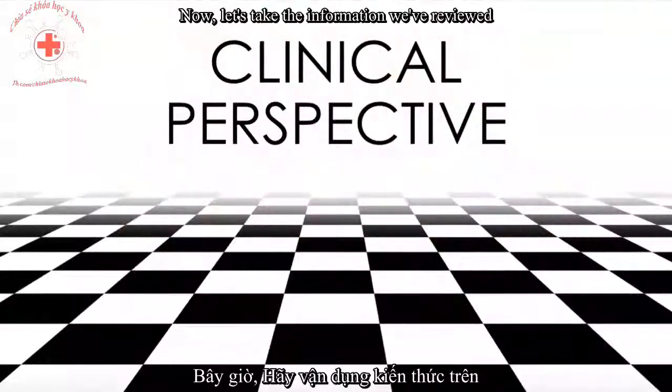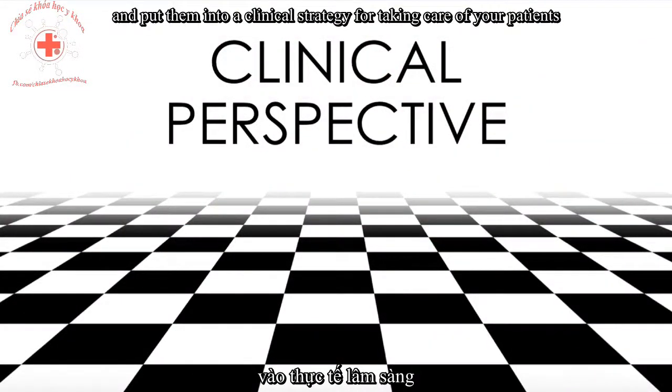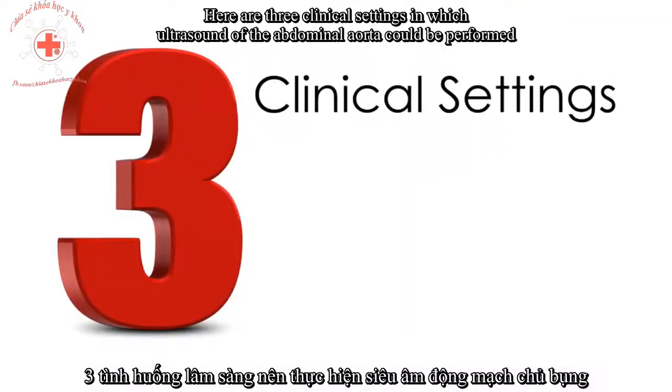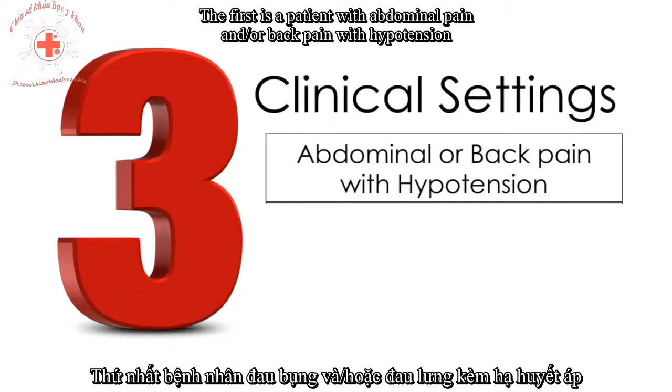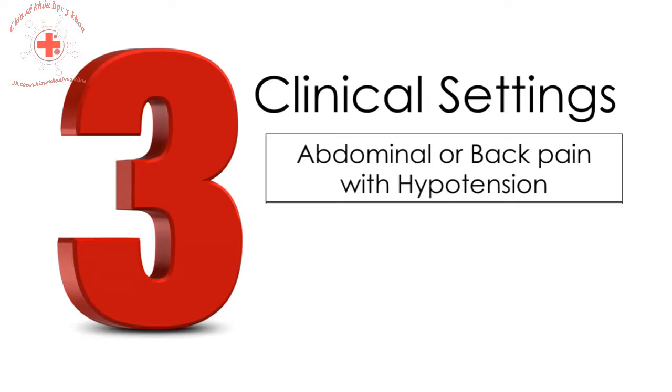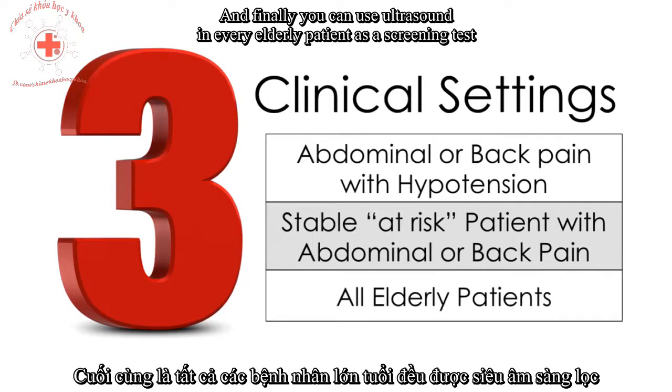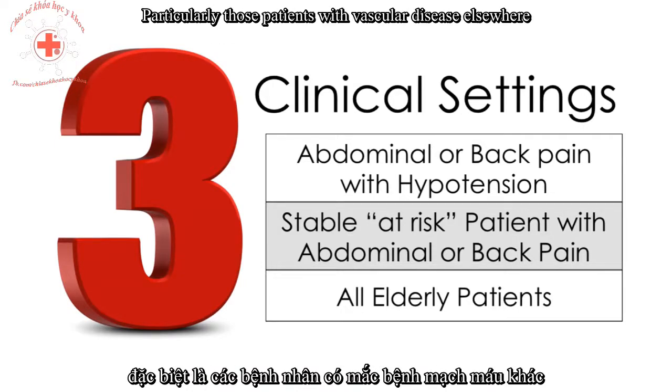Now let's take the information we've reviewed and put them into a clinical strategy for taking care of your patients. Here are 3 clinical settings in which ultrasound of the abdominal aorta could be performed. The first is a patient with abdominal pain and/or back pain with hypotension. The second is a stable at-risk patient with abdominal and/or back pain. And finally, you can use ultrasound in every elderly patient as a screening test, particularly those patients with vascular disease elsewhere.